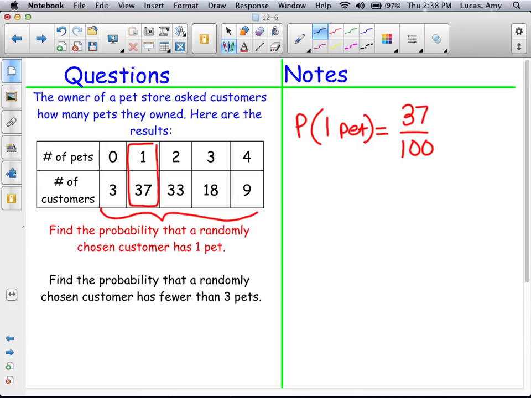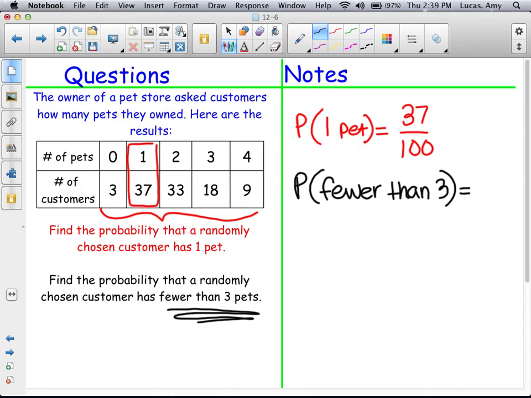Next question, in black, find the probability that they have fewer than 3 pets. Fewer than 3 means less than 3. So that means that it is not 3. It is less than 3. So in my table, less than 3 means 0, 1, and 2. If I add those together, I get 73. So 73 out of 100, or 0.73, or 73%.